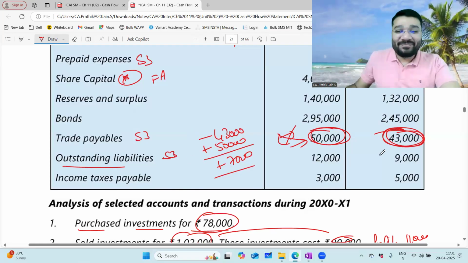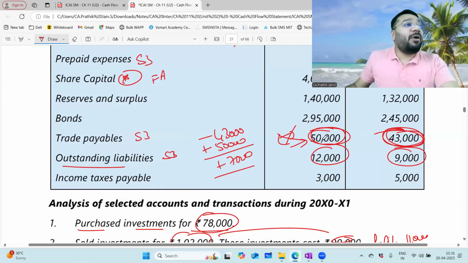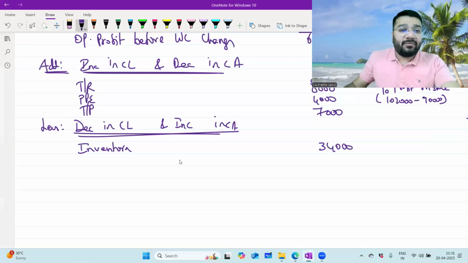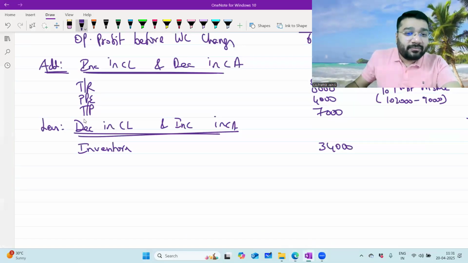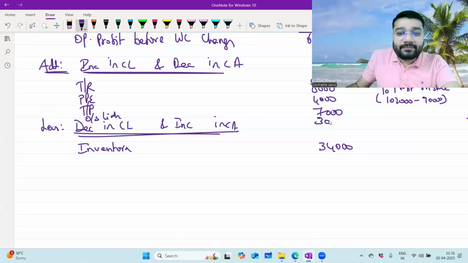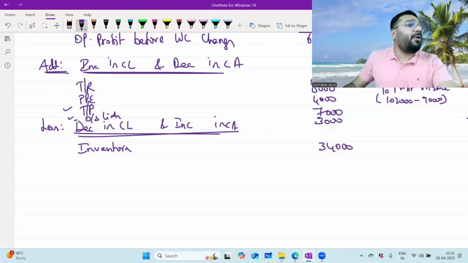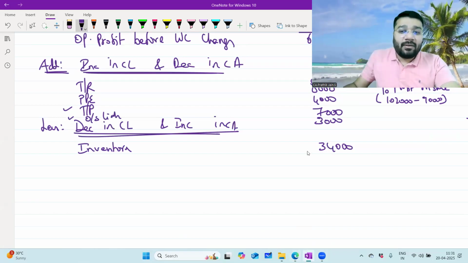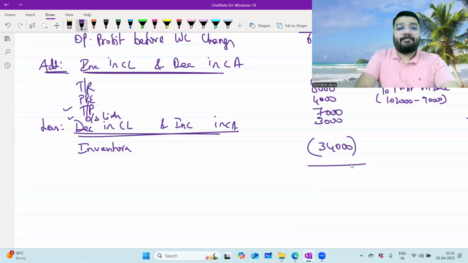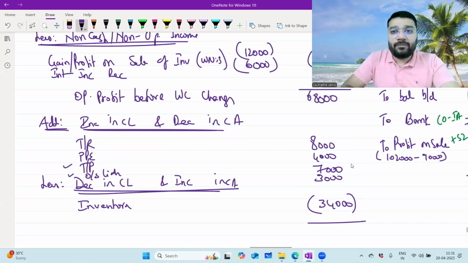Outstanding liability: 9,000 to 12,000, increase in outstanding liability, increase in current liability. Add how much? 3,000. Same logic as trade payable applies for outstanding liability also, both are the same. Now please tell me what is the balance amount.